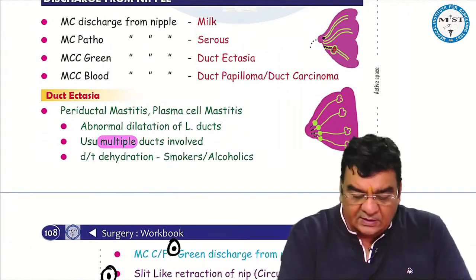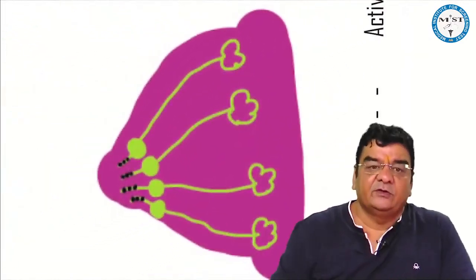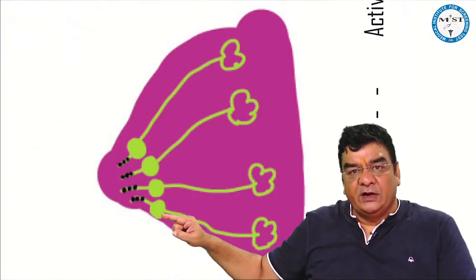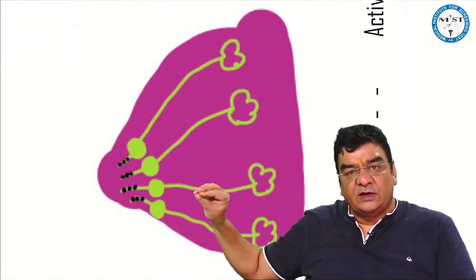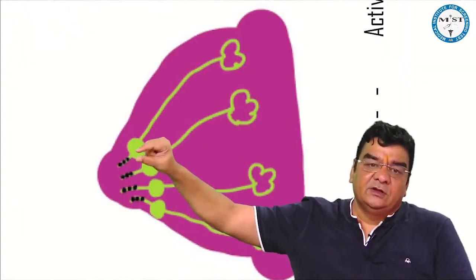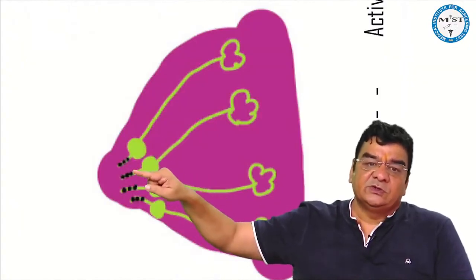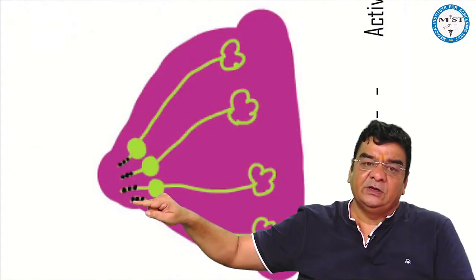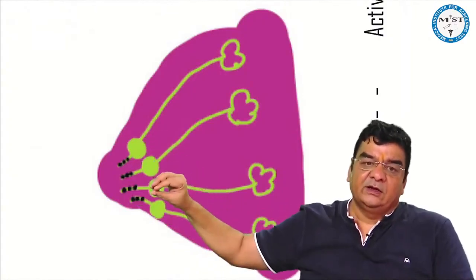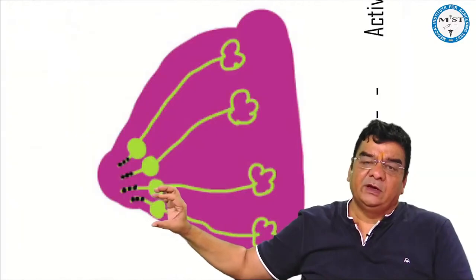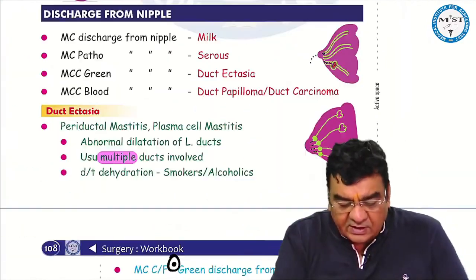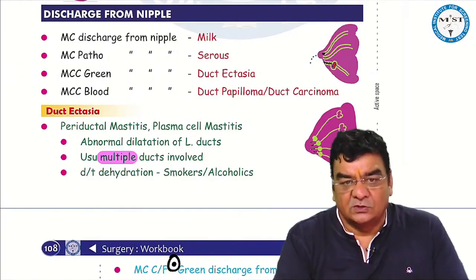Duct ectasia is abnormal dilatation of the lactiferous ducts. And the story is, smokers and alcoholics, if they remain dehydrated, the secretions of the glands become thick. And these thick secretions traveling in the duct will create traffic jam situations near the nipple in the duct, because of which the proximal duct is going to get dilated, and this is going to involve multiple lactiferous ducts, and this can complicate to periductal mastitis or plasma cell mastitis also.